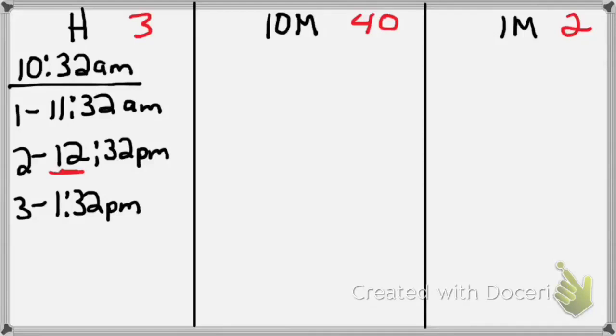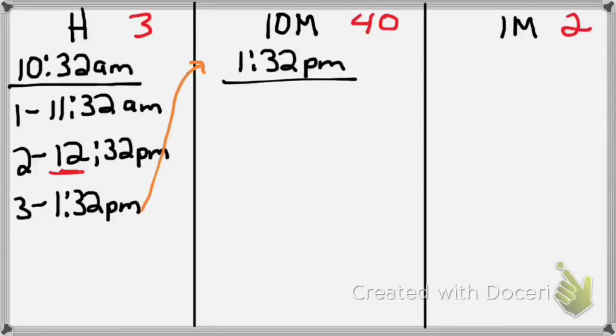Now, I need to take that last time, which is the 1:32 p.m., and bring that up to the top of my next column. I'll write it down and underline it, because I always have to underline the starting time in a column. The reason I underline it is because it's a starting time and I don't count that time when I'm counting my hours or minutes. Now, I know that she worked for 40 minutes. So I'm going to count by tens to get to the 40 minutes. 10 minutes, 20 minutes, 30 minutes, 40 minutes. And that's how many spaces I need to fill up.